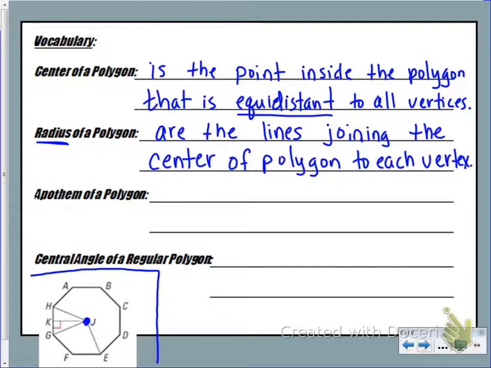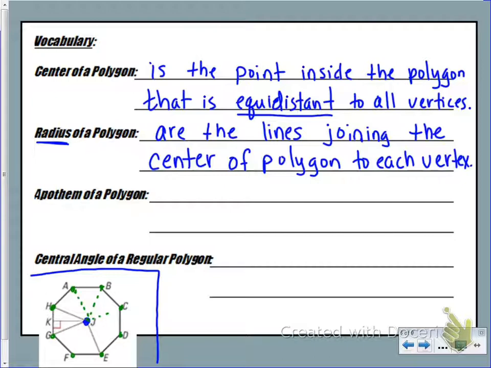So we've already said that the center is J, and then the vertices would be A, B, C, D, E, F, G, and H. K is not a vertex. Please be aware of that. It's just a point on the side. But if we were to draw a segment from A to J, for example, J to B, J to C, and so forth, that's going to be what we call the radius of the polygon. Now keep in mind those should all be the same length because they're all the same distance from that center point.